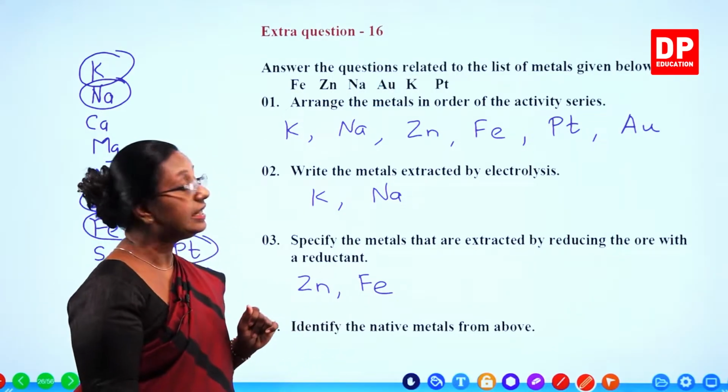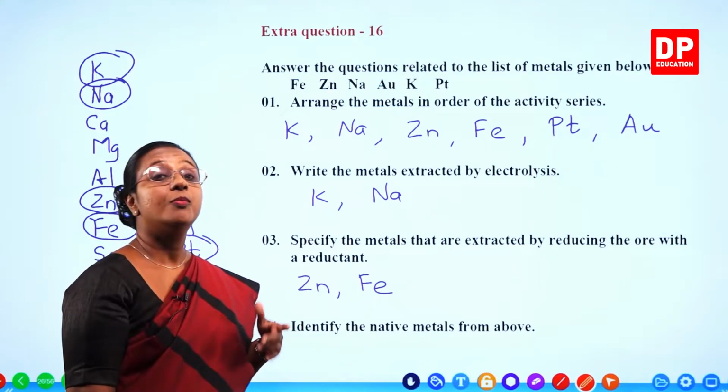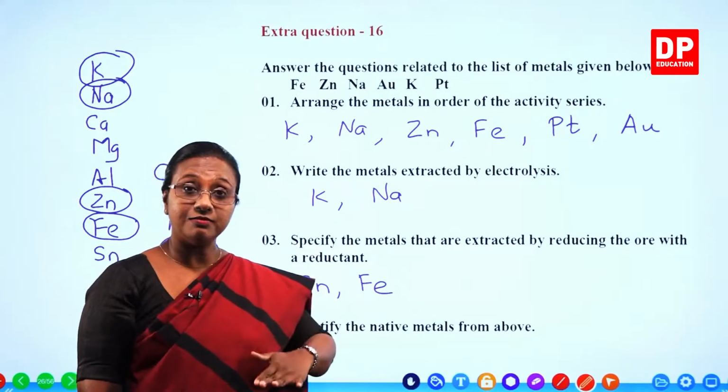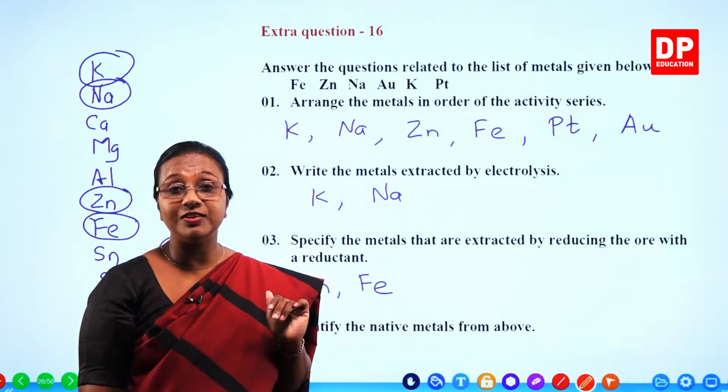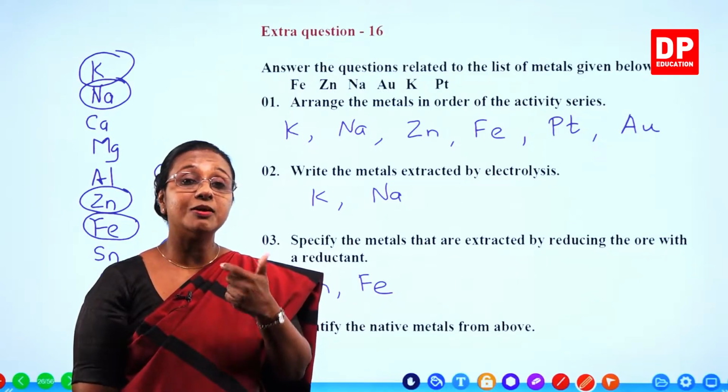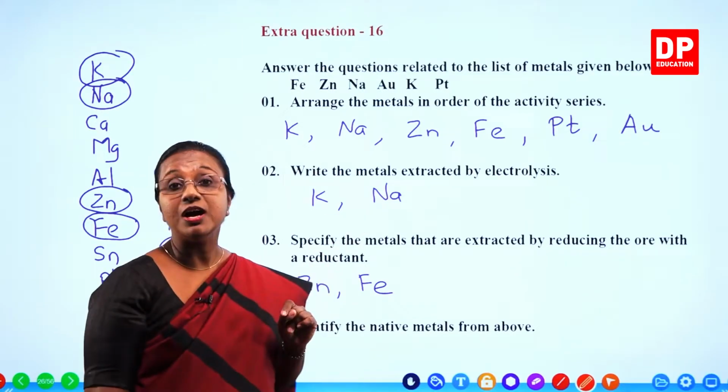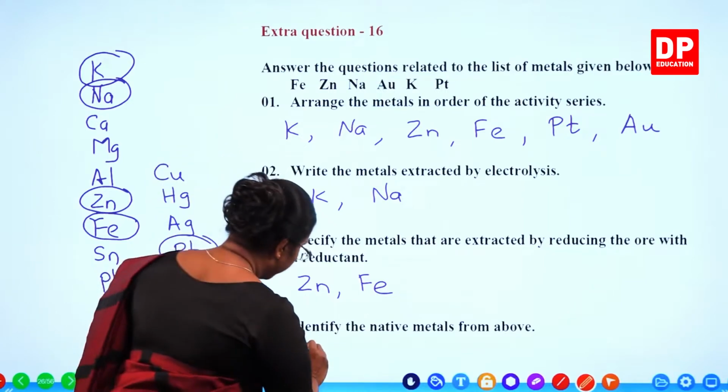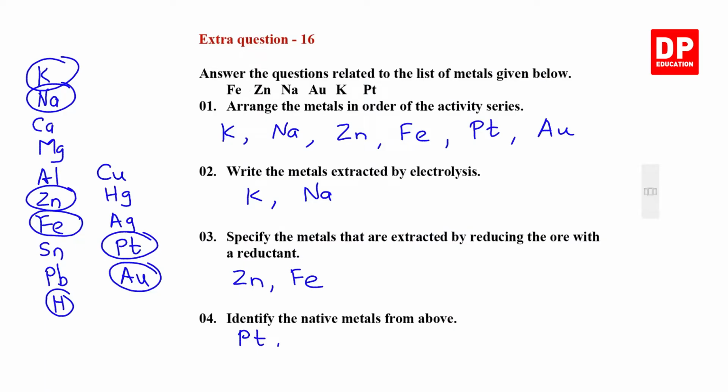Identify the native metals from above. What are those? The least reactive metals that are at the bottom of the activity series, usually silver, platinum, gold. Here we have platinum and gold. So it's going to be platinum and gold.